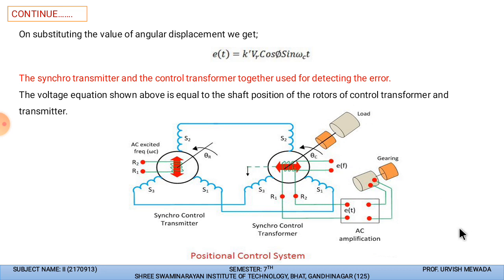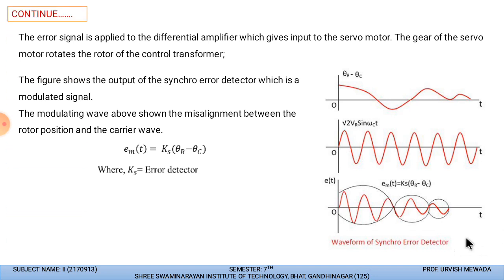So this is the working function of the position control system, and it can be more easily seen by these three graphs. This is the first graph that indicates the difference between the synchro transmitter rotor angle and the control rotor angle, so theta r minus theta c, which we already derived. This is the waveform of theta r minus theta c, and this is the voltage that we are applying, root 2 VR sin omega ct. When we superimpose these two, we get Em at t equal to Ks times theta r minus theta c. This will be the resultant voltage.